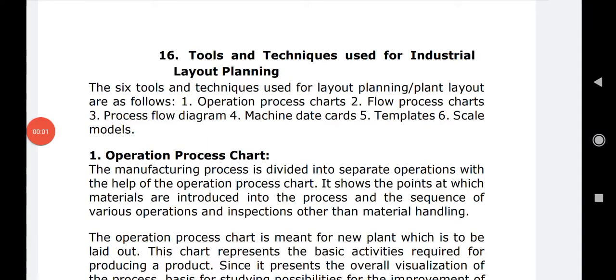Good morning, students, and welcome to the subject of elective business management part 2. We are dealing with the third unit that is all about the plant layout and forecasting.